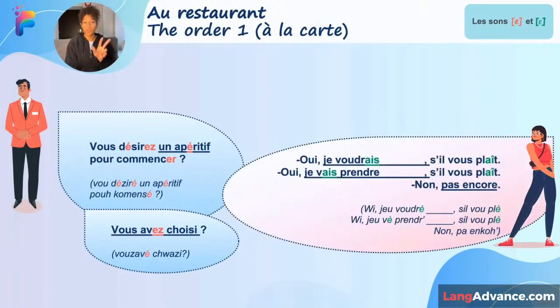Here we'll see 3 different ways to answer. First one, we are going to use je voudrais. Oui, je voudrais, and tell them what you like, s'il vous plaît. For example, oui, je voudrais un verre de vin rouge, s'il vous plaît. Or we can use je vais prendre. Oui, je vais prendre un verre de vin rouge, s'il vous plaît. Now, let's say you're not ready yet to choose. You can just say non, pas encore.